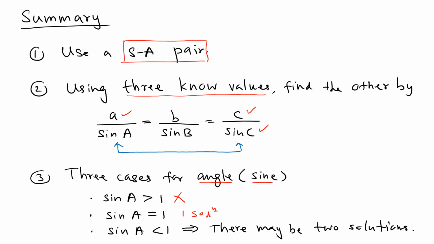The other case is sine A less than 1. In this case, because if you look at the graph, the sine graph is going to cut at two points, there may be two solutions. Sometimes one solution is not possible, because when you look at the sum of the angles of triangle ABC, sometimes you get more than 180. In that case, one angle is not possible, but we still have at least one solution. So this is how we're going to use the sine law.